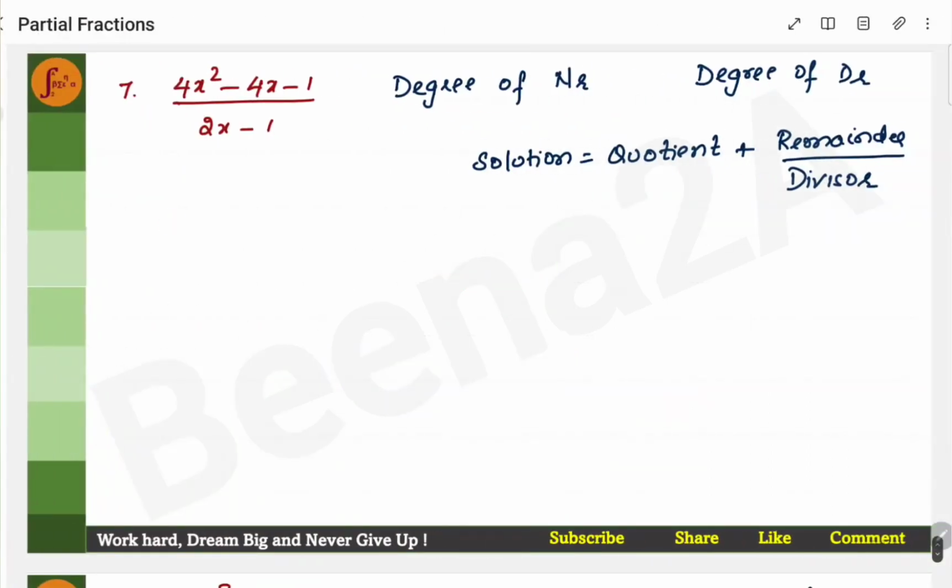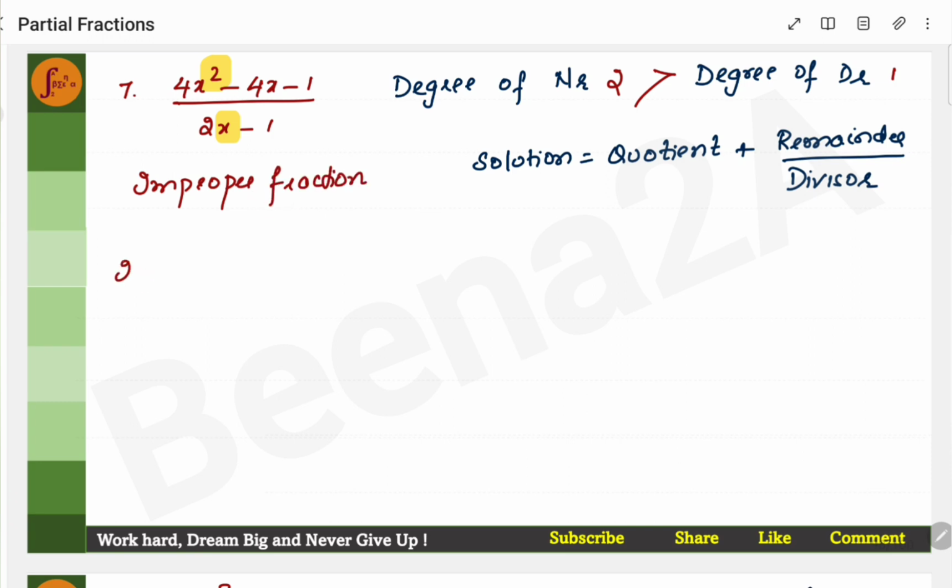Now let's look at the seventh problem. Again, what is the degree of the numerator? The highest power is 2, so the degree of the numerator is 2. In the denominator the highest power is 1, so the degree of the denominator is 1. So the degree of the numerator is greater than the degree of the denominator. Therefore this is an improper fraction.